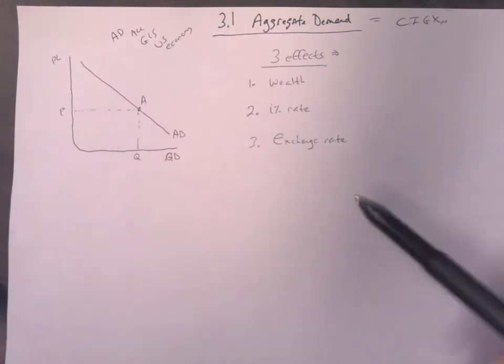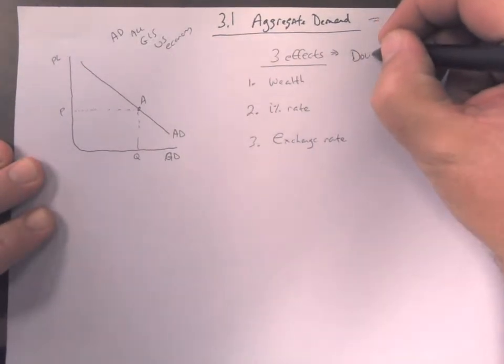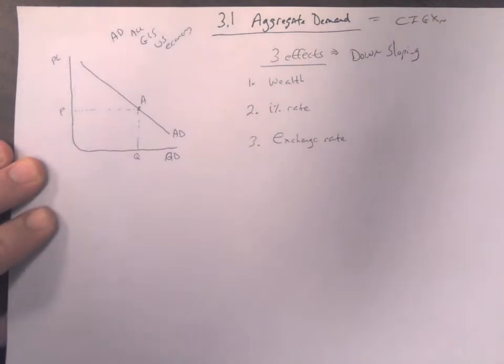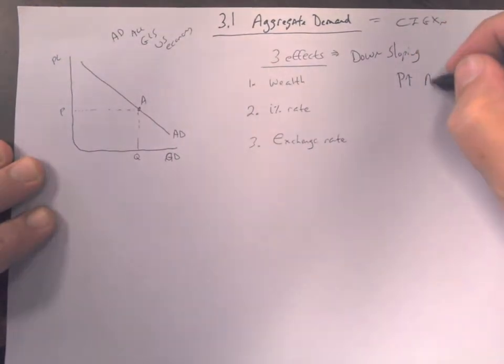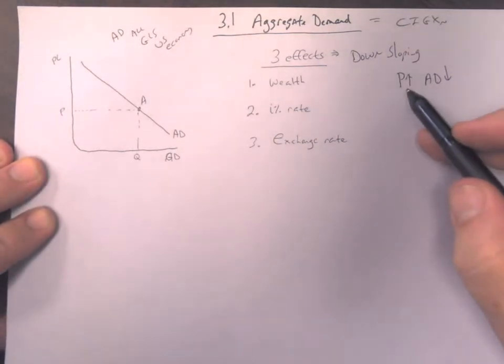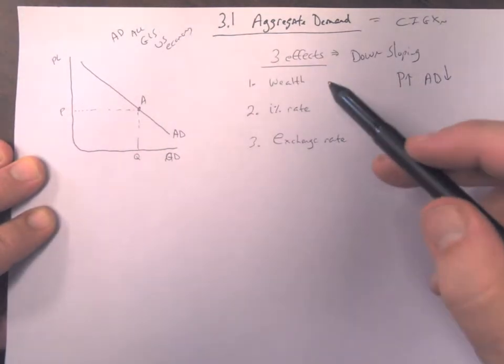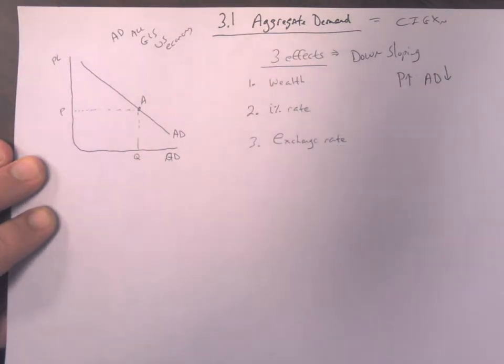So the aggregate demand curve is downsloping. So that means it has an inverse relationship. So as price goes up, aggregate demand would decrease. And when we're talking about price going up, the reason for this down slope is going to be categorized three ways: as the wealth effect, the interest rate effect, and the exchange rate effect.